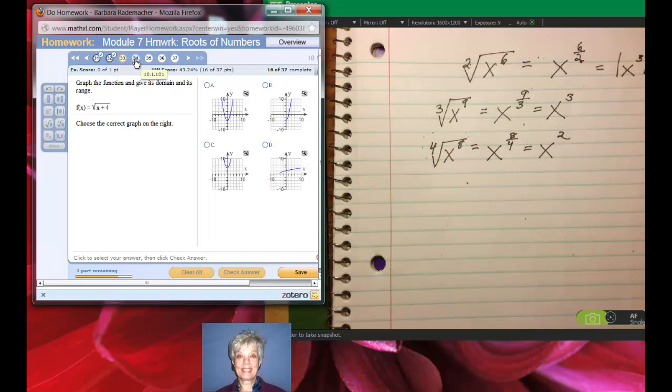Now, number 33. We're going to be graphing, so I really have to go back to the graphing calculator for these. Okay, talk to you later.